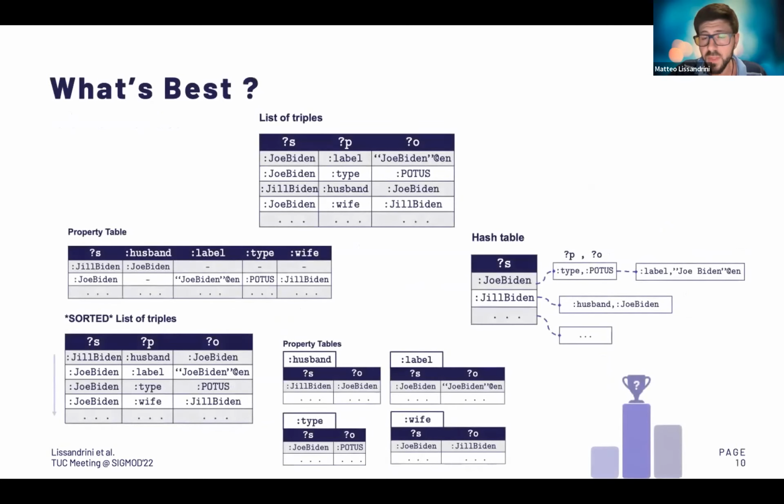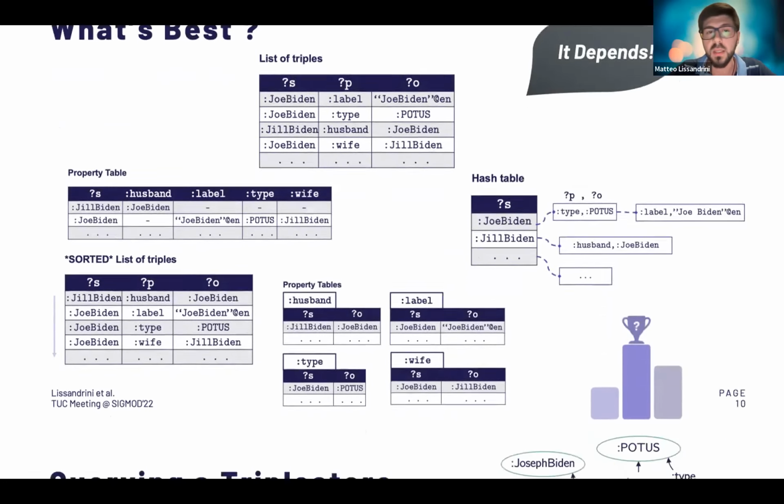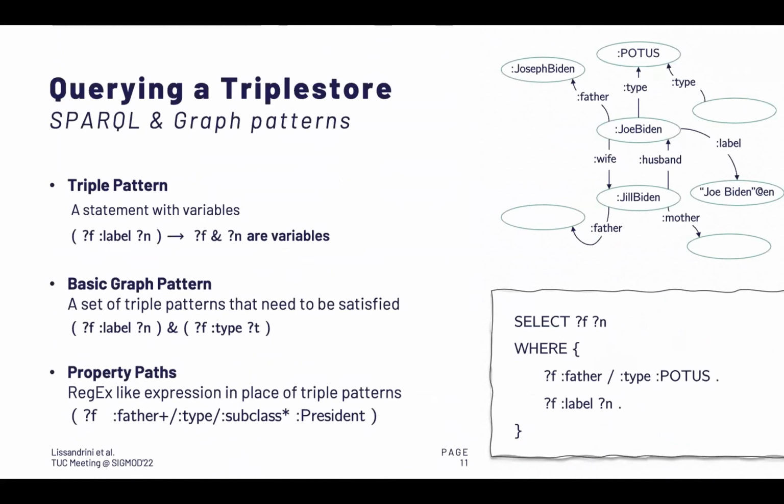Nonetheless, we have these options, and we have many more options to store triples. And the question, of course, is what's the best for our workload or our data? Well, of course, it depends, and we need to look at how we access this data. At the core, when we look at querying knowledge graphs, we use SPARQL. We have the triple pattern, which is a triple by itself, where we have variables in place of some subject, object, or predicate.